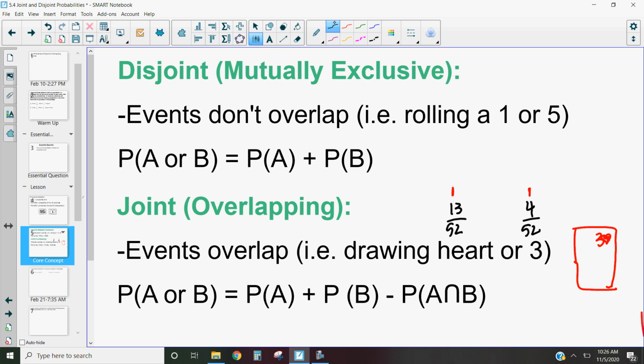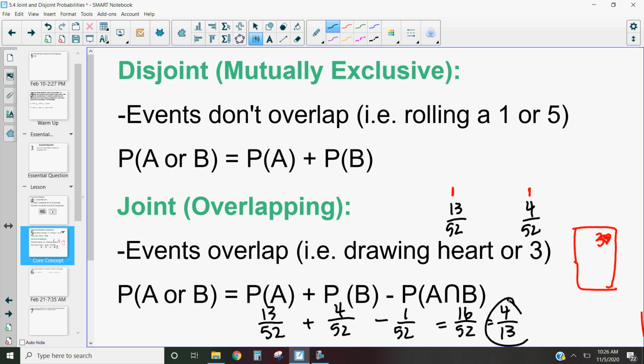So when they overlap, what we have to do is take the probability of the first event, or 13 out of 52 in the case of drawing a heart or a 3, plus the probability of the second event, 4 out of 52, minus the probability of A and B, or A intersect B, which is that part in the middle. And this is going to be 1, because we have one card, that 3 of hearts, that is both of those two things. And then as we subtract those, we get 16 out of 52, which is 4/13.